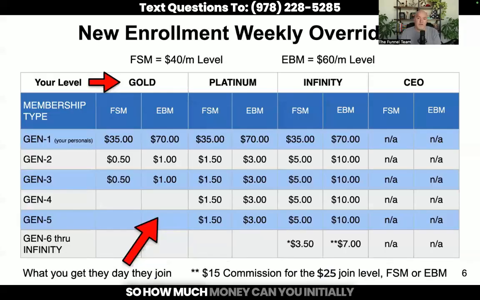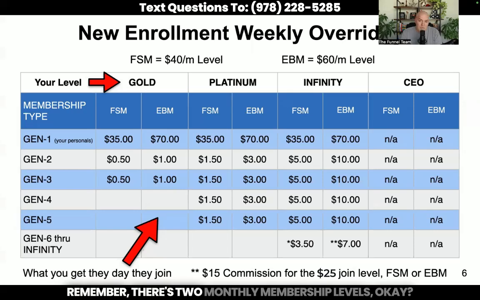So how much money can you initially make the day that someone joins? This is where it starts getting fun and you start realizing how much money you can make, okay? So this slide here represents the day that someone joins. Depending on the rank that you're at, and I'm going to go over the ranks, how you can rank up, what it takes, and what this looks like for you, okay?